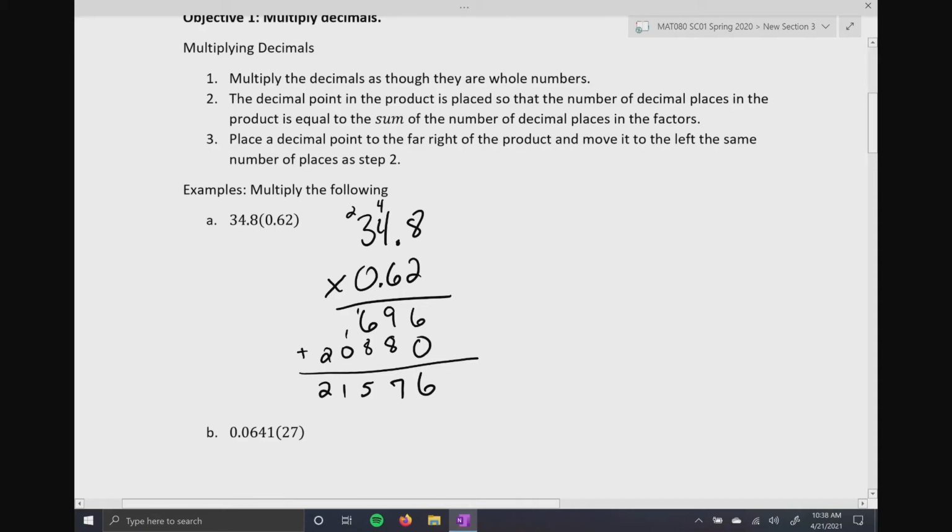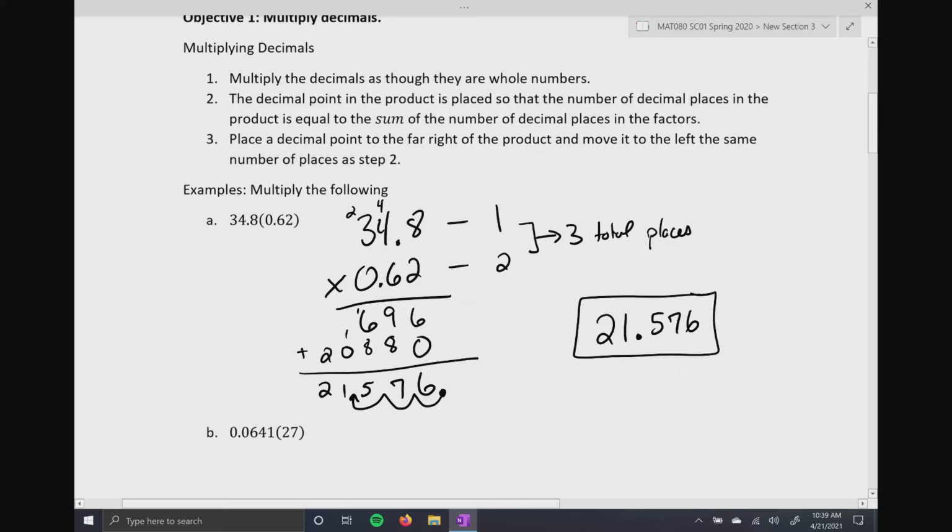So step 1 is done. Here's step 2. In the first number, there's only one decimal place. In the second number, there are 2 decimal places. So that gives me a total of 3. So what I'm going to do, I'm going to put the decimal on the far right, just like step 3 tells me. Place the decimal to the far right. And then we're going to move it to the left 1, 2, 3 spots for a final result of 21.576. Does that make sense, everybody?